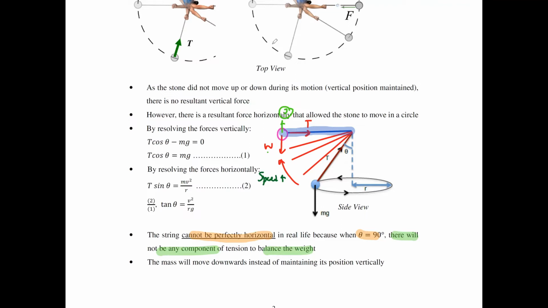Just now previously, there's actually a component of tension that is balancing the weight. That was T cos theta. That allowed your mass to remain in the same vertical position. But if you're considering the case where the string is perfectly horizontal, it just cannot happen because there's no component of tension balancing the weight. So the mass will just move down instead of maintaining the position vertically. All right, so this is just one thing for you to know.